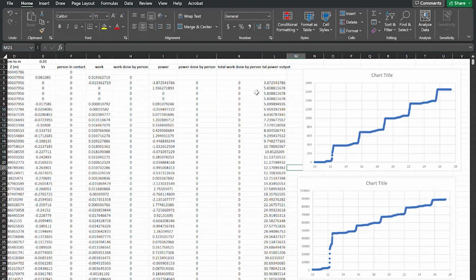Okay. Cool. So that is question 1, part B and C done. Next, we're going to look at how much energy the ball absorbed.